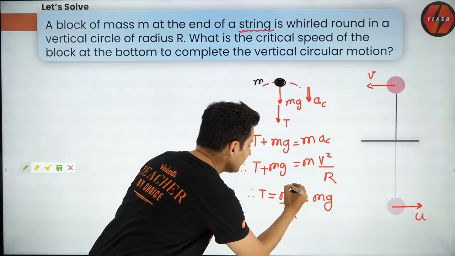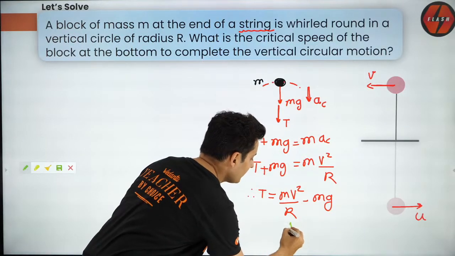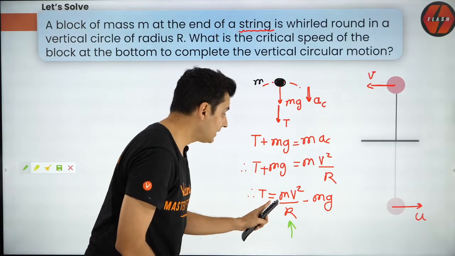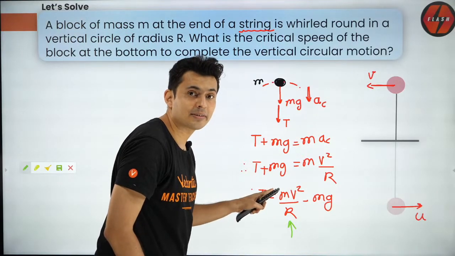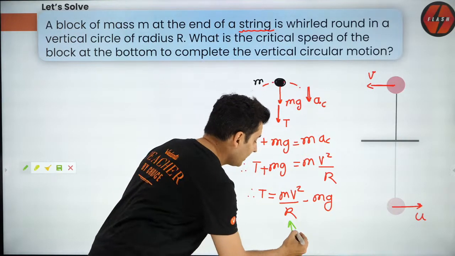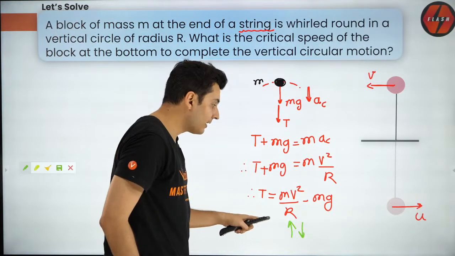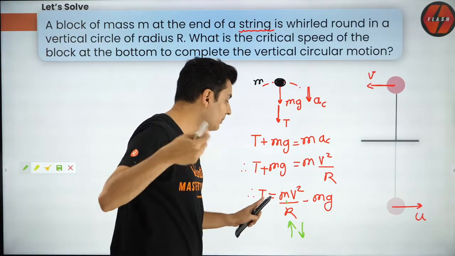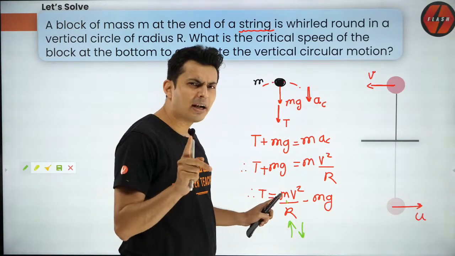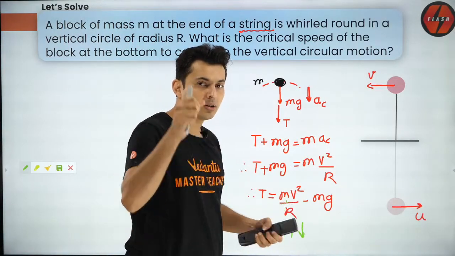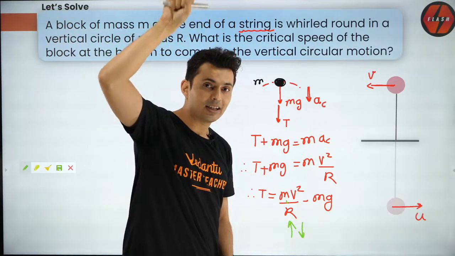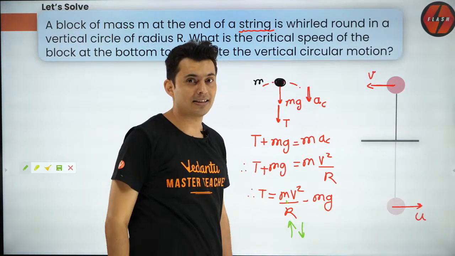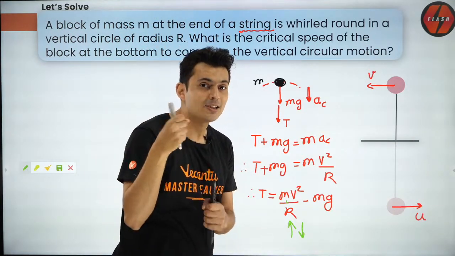If I increase the speed, then tension will also increase. But if I decrease the speed, tension will decrease. And if I decrease the speed beyond a particular point, tension will become negative. But keep in mind, tension can never be negative because a string can only understand pull. It can never push as such. It will become slack. It's not a rod.